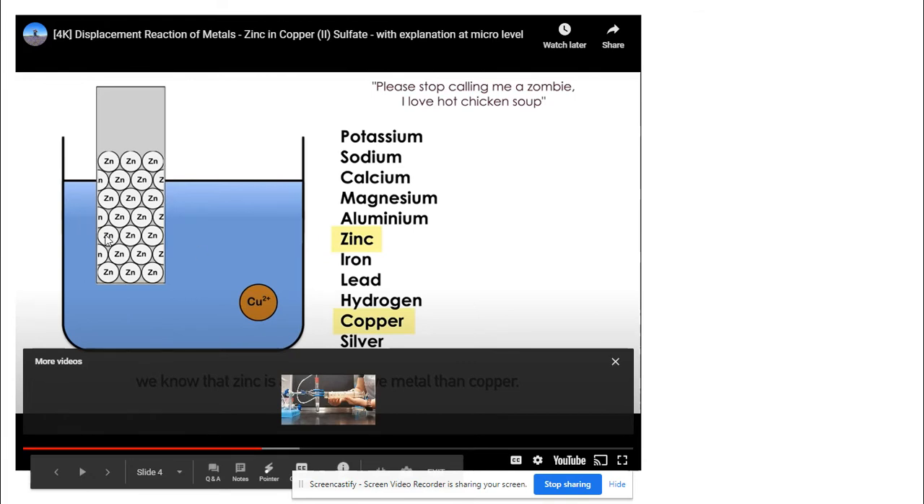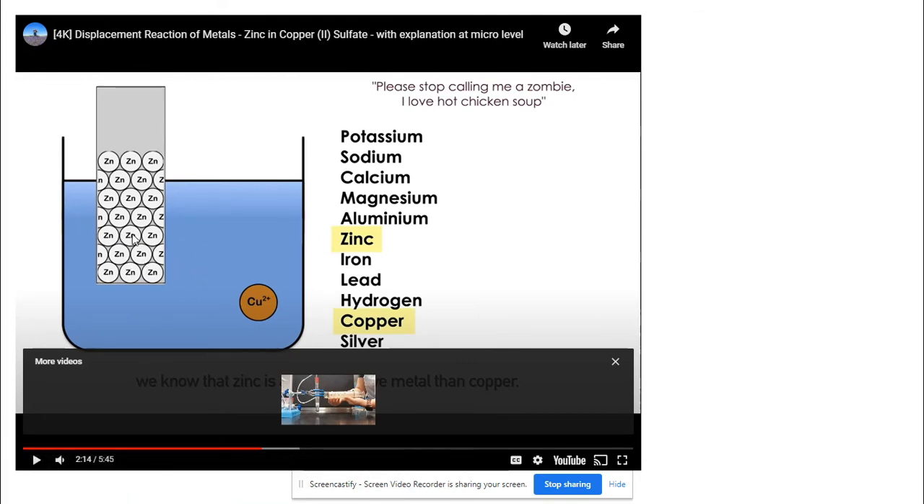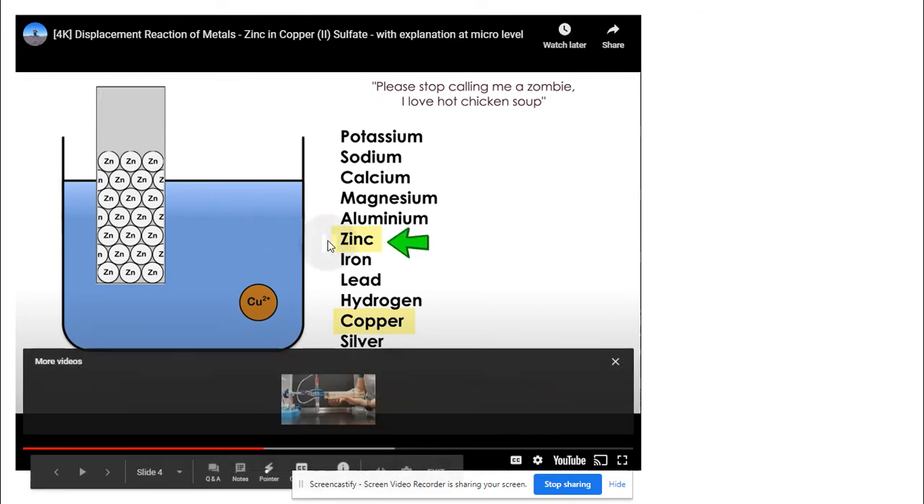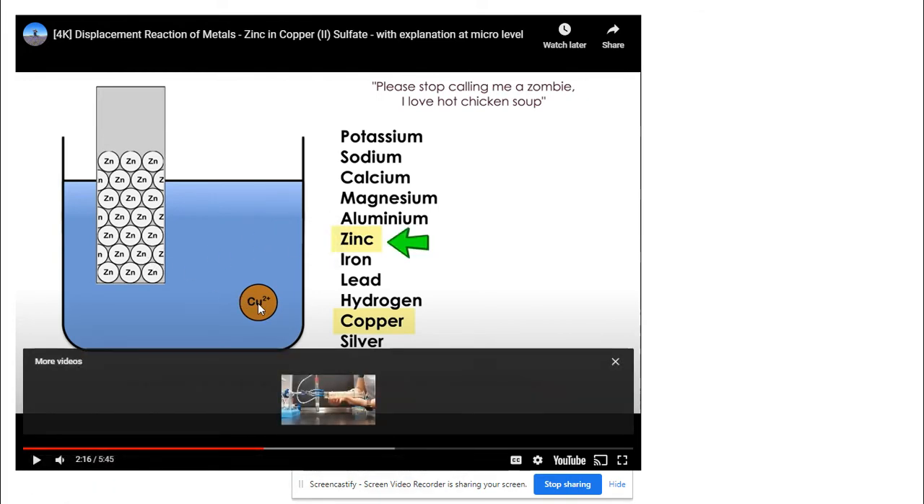Okay, so when we put this piece of zinc into the beaker, you have all these zinc atoms that are a part of the solid, that's the single element, and then you have these copper ions that are a part of the solution, the aqueous solution, and there's also sulfate floating around in here. But what's going to happen is the copper is going to replace the zinc, or the zinc is going to replace the copper, I mean.